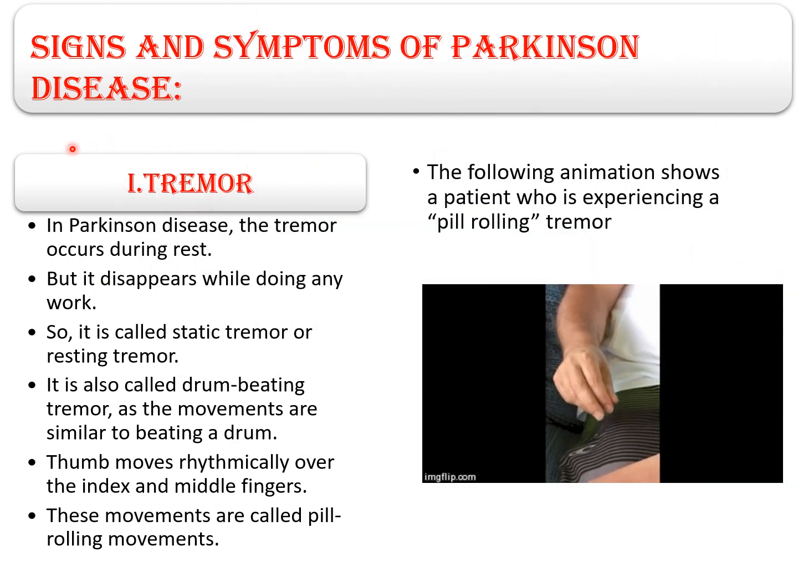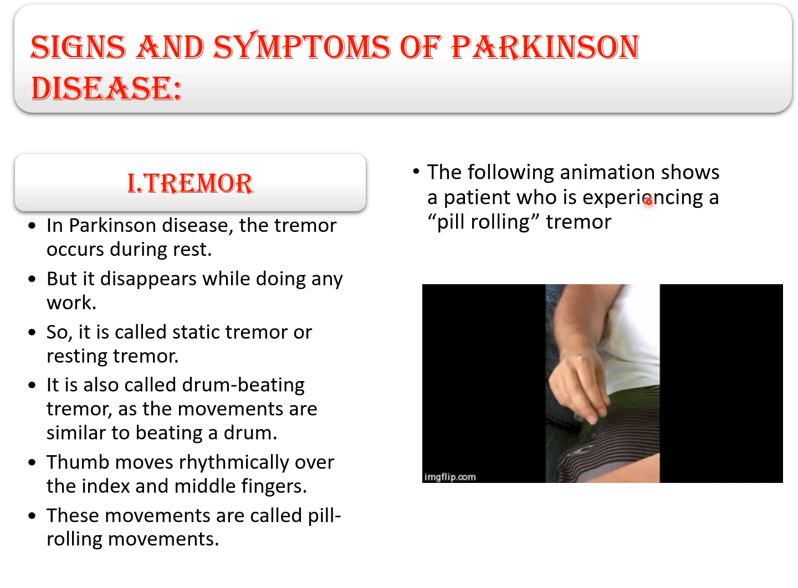The most noticeable symptom is tremor. In Parkinson's disease, the tremor occurs during rest, so it is known as resting tremor, but it disappears while doing any work. So it is called static tremor or resting tremor. It is also called drum beating tremor as the movements are similar to beating a drum. The thumb moves rhythmically over the index and middle fingers. These movements are also known as pill rolling movements.